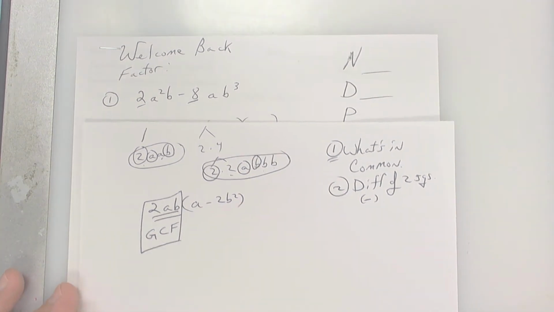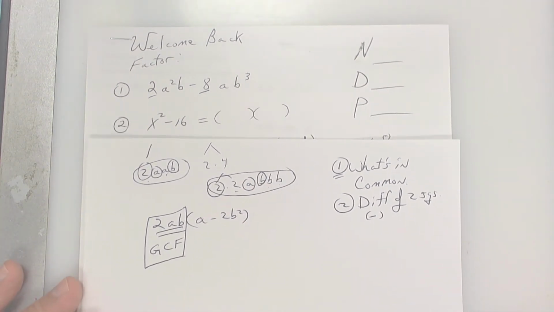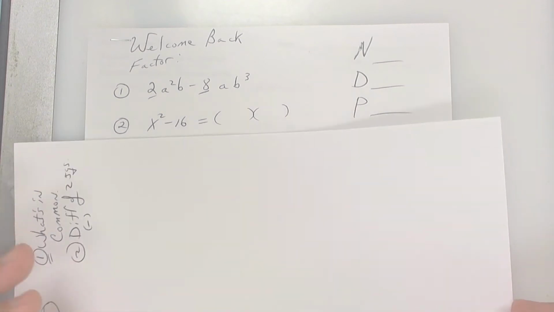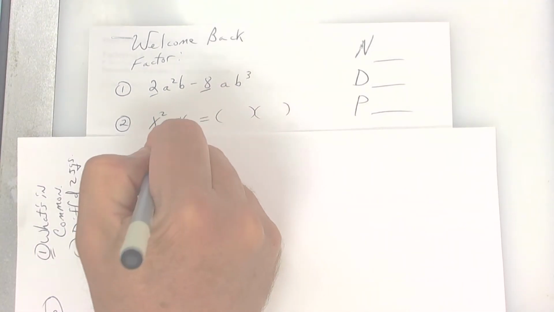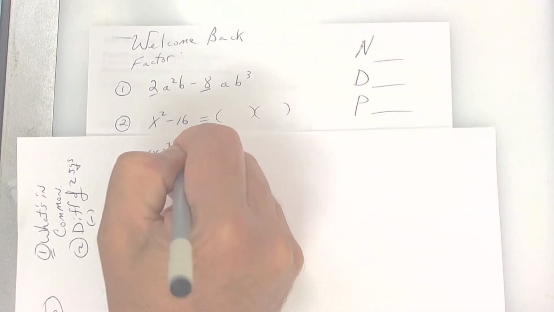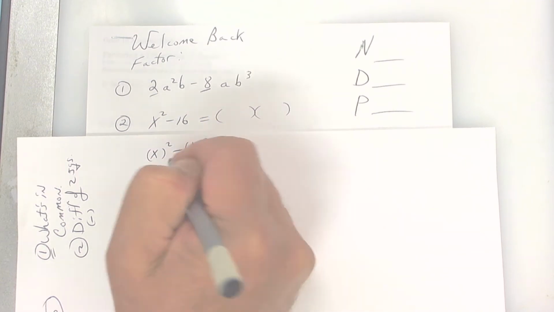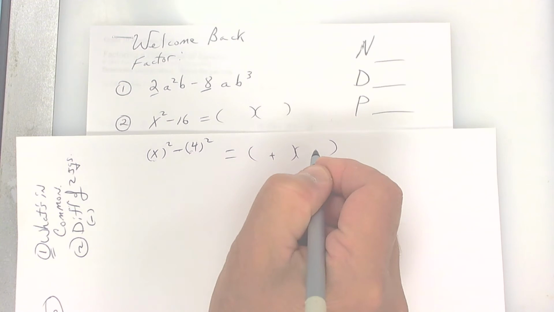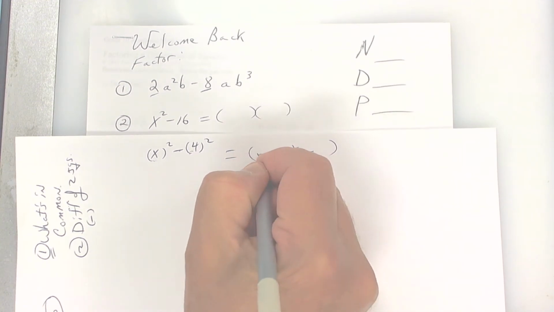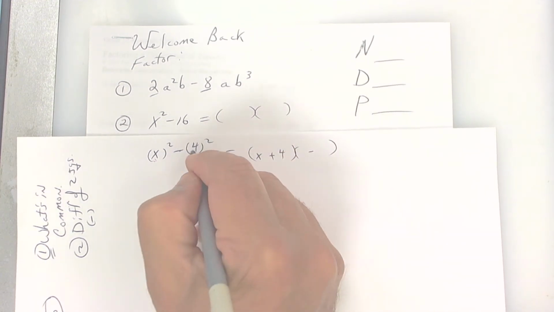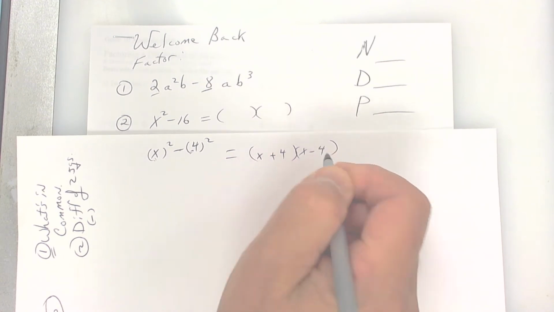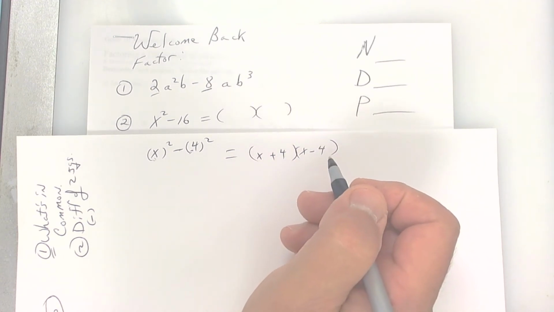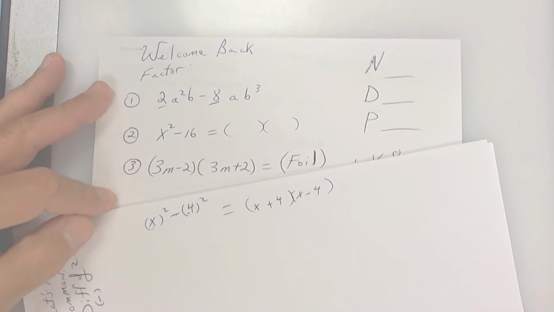All right, let's keep moving. This one right here is called the difference of two squares. Okay, first of all, it's a minus. X squared minus 4 squared, difference of two squares. So it's going to be a plus and a minus, always. So it's going to be x plus 4 and x minus 4. And you can prove that using FOIL, difference of two squares.